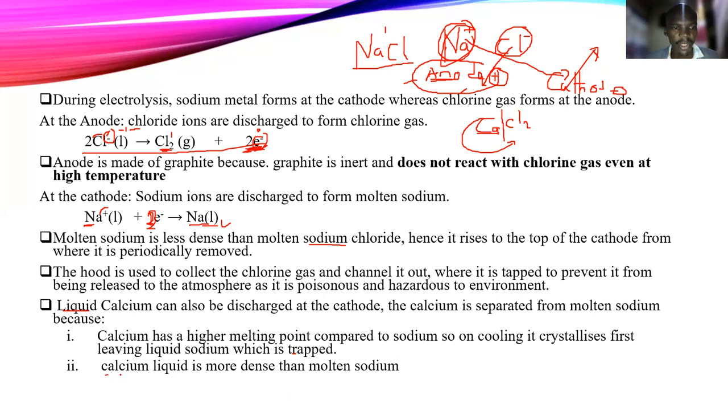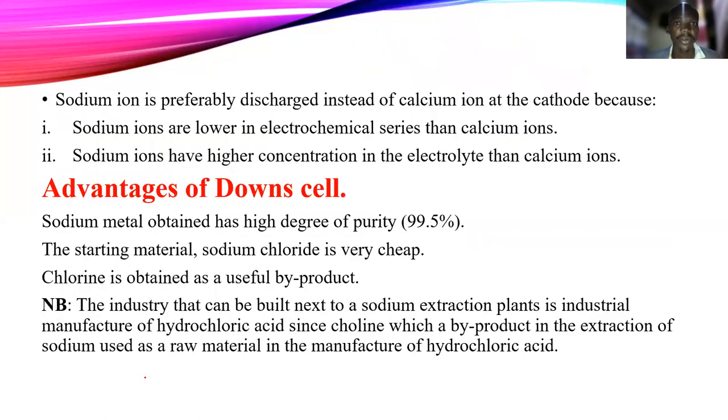Then we have also the calcium liquid, which is more dense than the molten sodium. So calcium liquid is more dense than molten sodium. Therefore, the sodium can be separated from it. So those are the properties which make it possible.